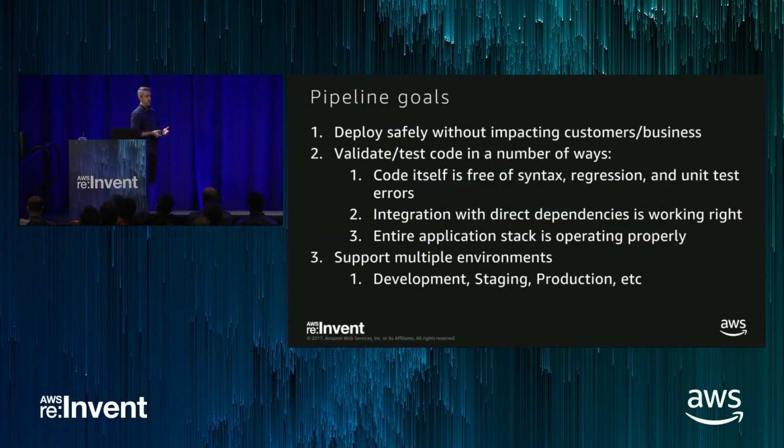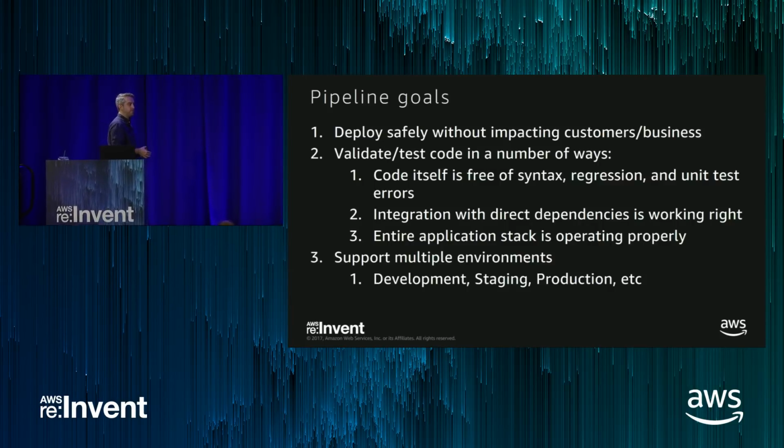So this talk is about building pipelines. Let's talk about some goals for a continuous delivery and integration pipeline. The first, pretty straightforward. We want to be able to deploy safely without impacting your customers. So we talk about companies that are moving very, very fast and deploying at a very high velocity. The thing that we obviously don't want to do is make things worse for our business as we're doing that.